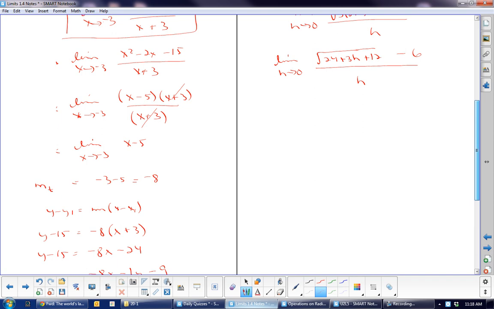I know this is a lot of lines that we're writing over and over again just for one little change, but if I skip the steps when I do the notes, I just have a bunch of people confused. So now I'm actually going to get 24 plus 12 together, and that is the square root of 36 plus 3h minus 6 all over h.